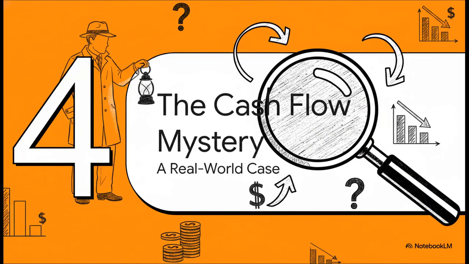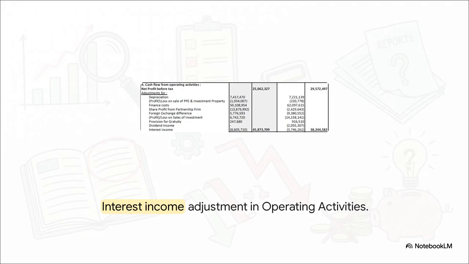Section 4. The cash flow mystery. Okay, it's time to put our detective hats on, because this perfectly sets up our puzzle. What we're looking at here is an extract from an actual company's cash flow statement, specifically the operating activities section. Take a look at that bottom line item. See that adjustment for interest income?